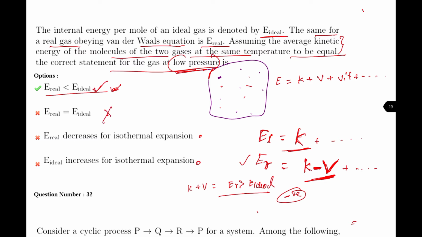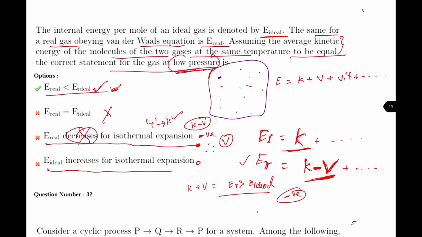So the second option is obviously wrong. E real decreases for isothermal expansion. You're keeping the temperature constant, that means you are taking kinetic energy constant. So the statement says E real decreases for isothermal expansion. If we go through the same logic that V is negative, right? If V is negative and there is expansion, that means molecules are farther apart, so there is lesser V. Lesser V means there is lesser to be subtracted from K. So E real actually increases, not decreases. So this option is wrong.